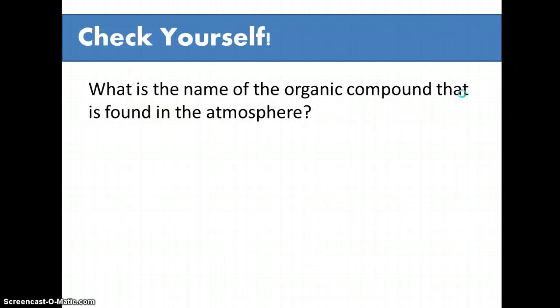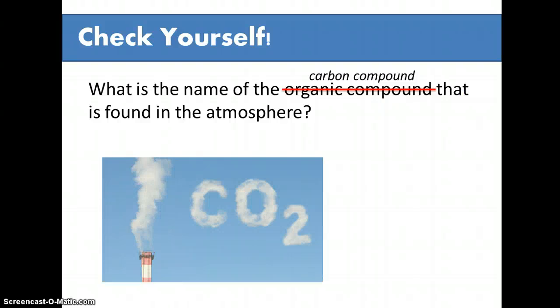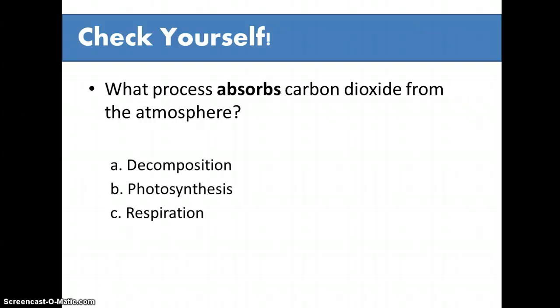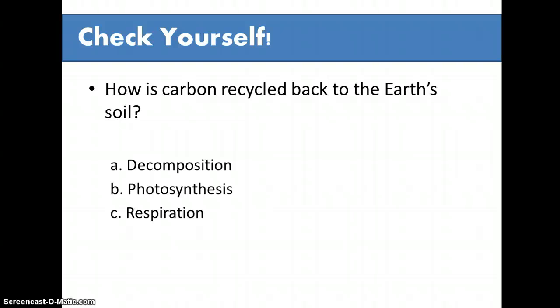So just to check yourself, what is the name of the organic compound that is found in the atmosphere? Or we could also say carbon compound. You should have answered CO2. What process absorbs carbon dioxide from the atmosphere? You should have answered photosynthesis. How is carbon recycled back to the Earth's soil? The way that carbon will get recycled back is through the process of A, decomposition.